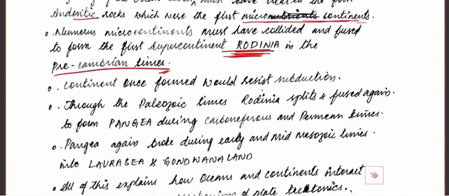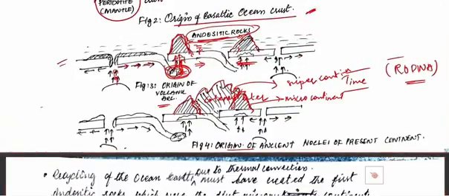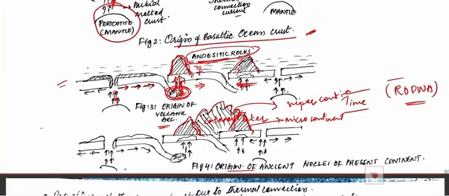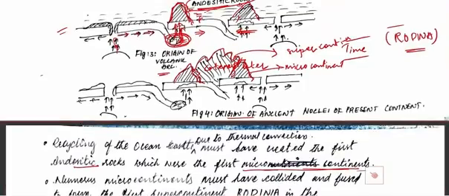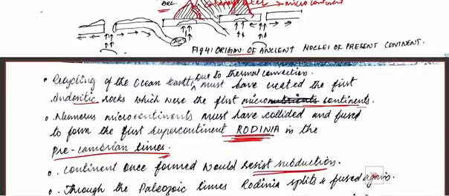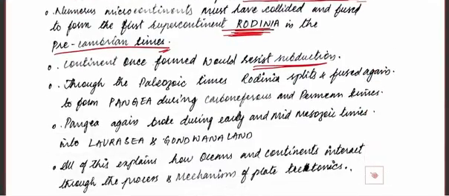Continents when formed would resist subduction. So continents will not undergo subduction due to their lower density. They will float on the higher density plate. So continents, once they form, will never undergo subduction, but they can form into fold mountains. They never undergo subduction, and they never form any kind of lava or any kind of volcanic activities.